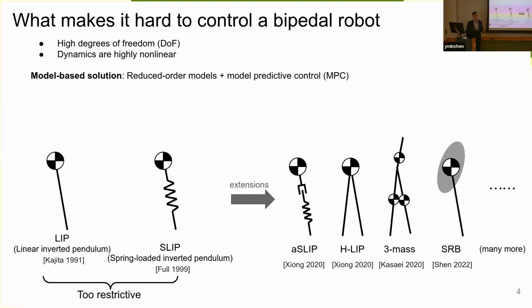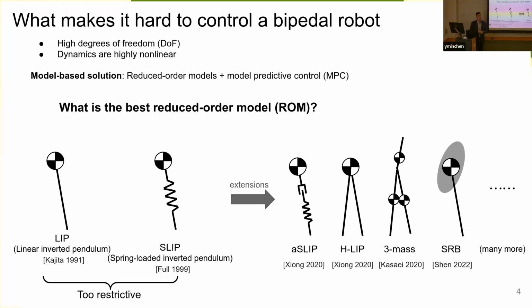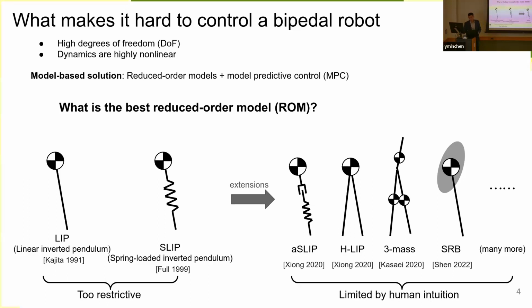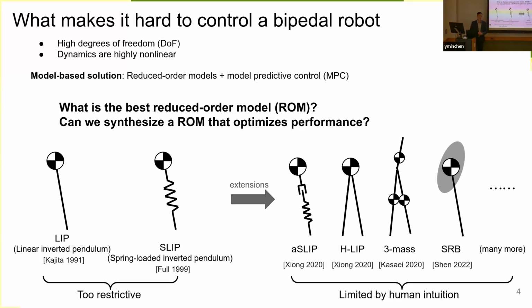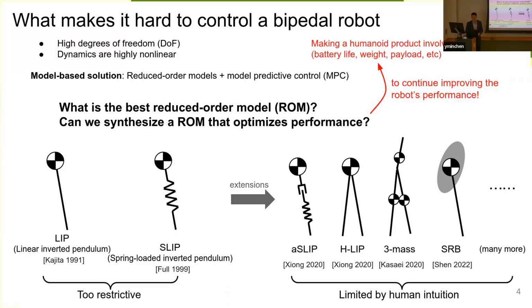So one big question that this thesis wants to answer is, what is the best reduced model? And additionally, these extensions that I'm showing you are limited by human intuition. So can we synthesize a reduced model that maximizes the robot performance? And kind of link back to the motivation slide.